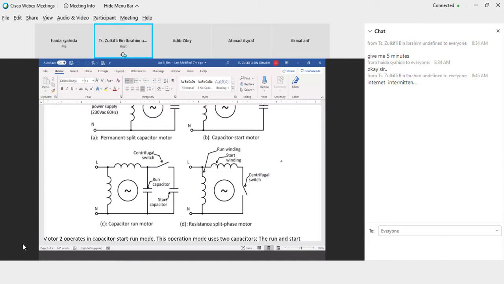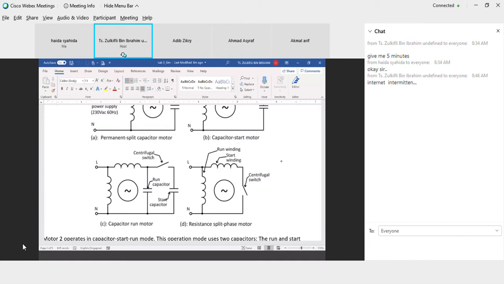And once the machine has run, and the machine runs at close to a certain speed, means that close to its synchronous speed, and then the centrifugal switch ni akan open, so dia disconnect the start capacitor.